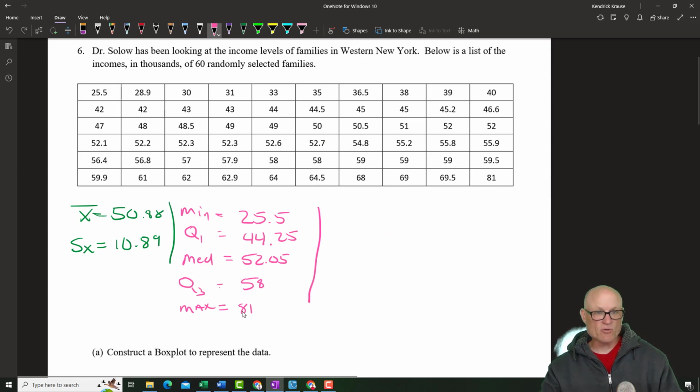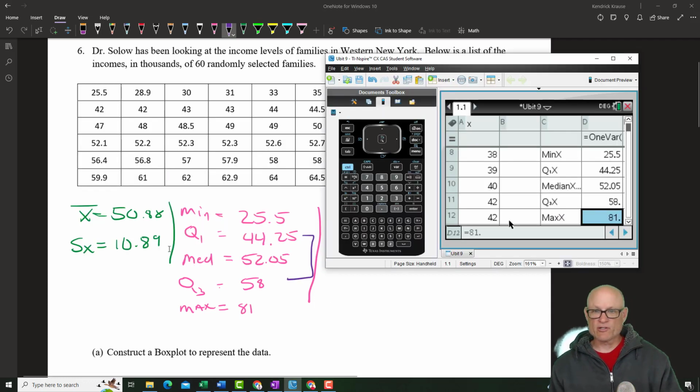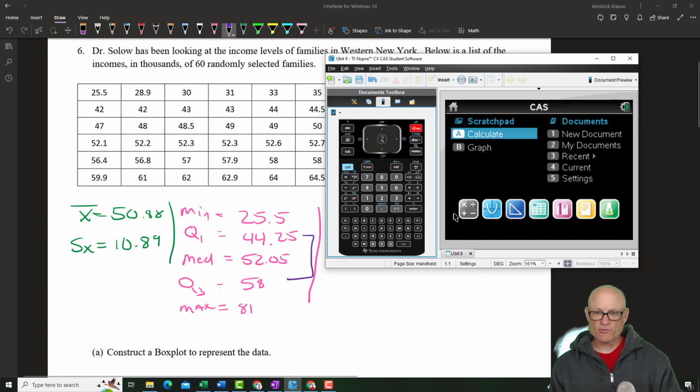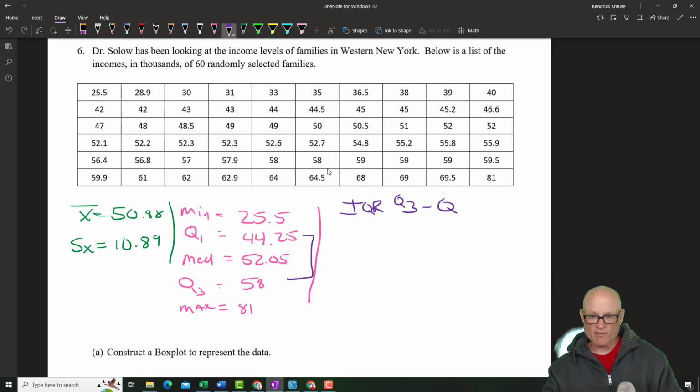Then we're going to go to IQR. IQR, you'll remember, is Q3 minus Q1. So I'm going to subtract these two. Now don't get rid of your data here. Just go home and choose calculator. So we're going to do 58 minus 44.25. And I get 13.75.